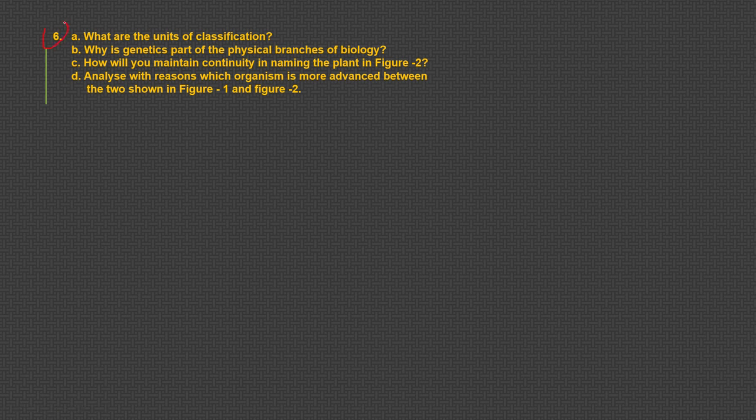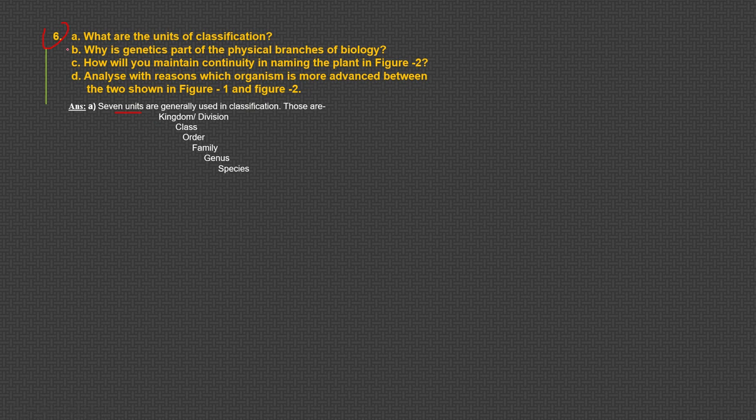Here is question number six. What are the units of classification? That is the same answer, guys, which I have already given. There are seven units: kingdom or division, class, order, family, genus, and species. For example, the genus is Homo and the species is Homo sapiens. The family is hominid, the order is primate, the class is mammalia, and the kingdom is animalia. Those are the units. Let's go to the next one.